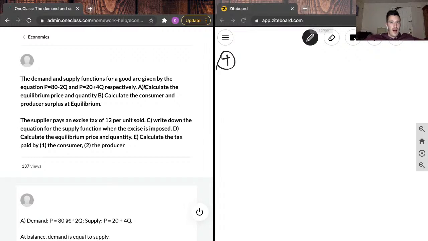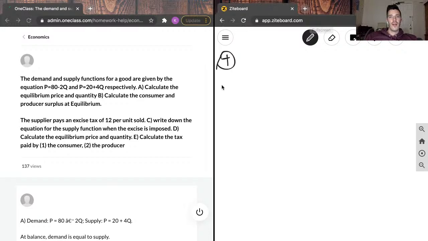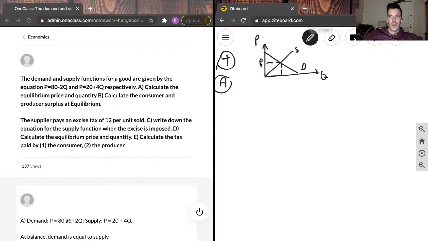I may not do this entire question. I might just do the first bit of it. We'll see how long it takes. So part A, calculate the equilibrium price and quantity. So if we were to draw a very tiny supply and demand graph here, we've got Q and P, and supply slopes upwards, demand slopes downwards, and at equilibrium, they have the same price and same quantity.